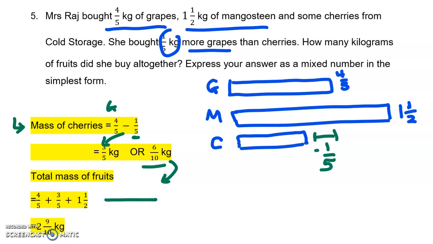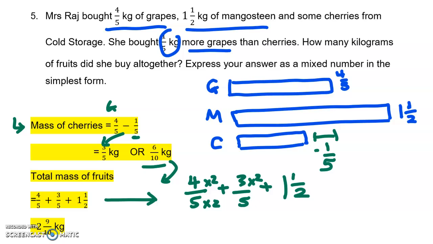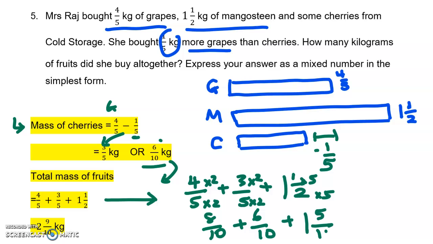So I'm going to show you how that worked out. We got to make them all related fractions. They have to be like fractions. Their denominators must be the same. So the related fraction for 4/5 is 8/10, plus 6/10. That's how I get 6/10 here. And for the mangosteen it is 5/10.